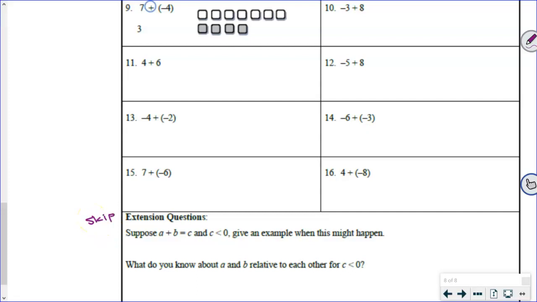All in all, even though there's 16 problems, it honestly should take you roughly 16 minutes. Okay, should not take you very long.